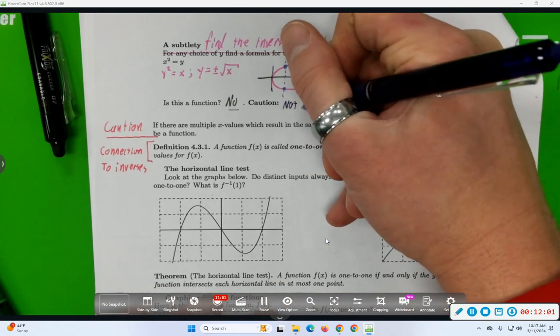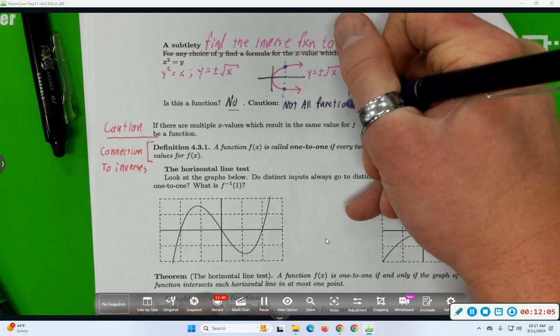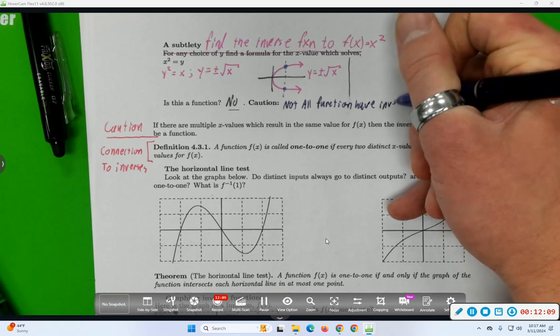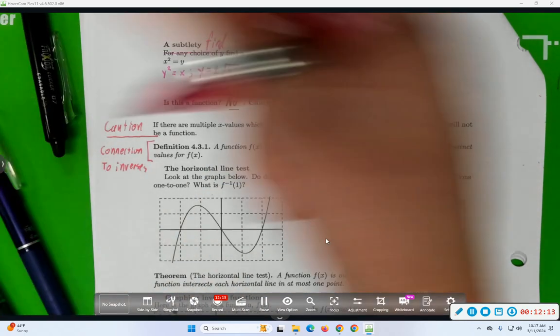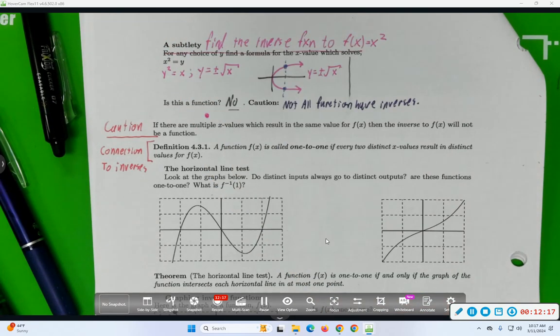Not all functions have inverses. And I think I'm going to come back and put a pink bullet point right there once I know what to put there. The pink bullet point that will go there will be telling me what functions have inverses.